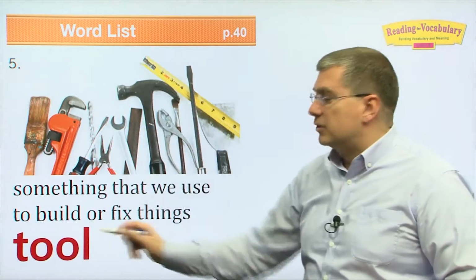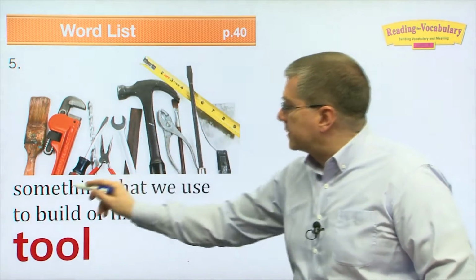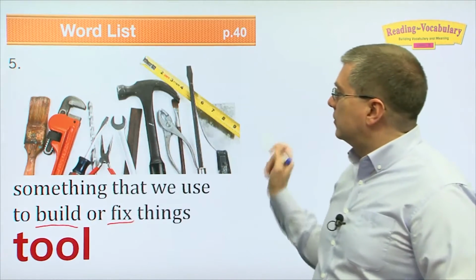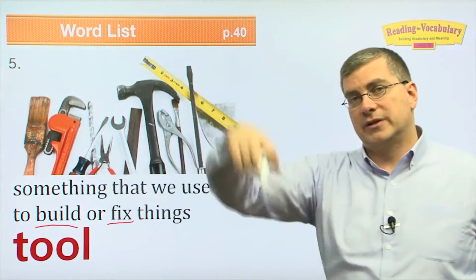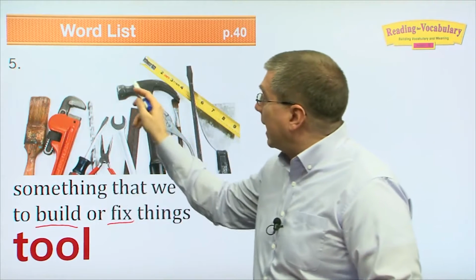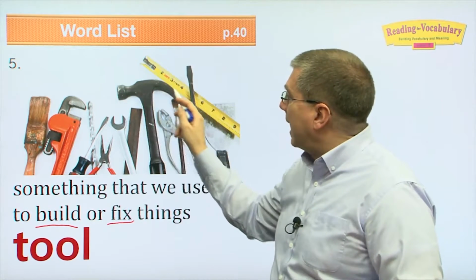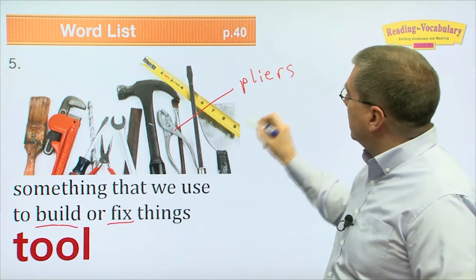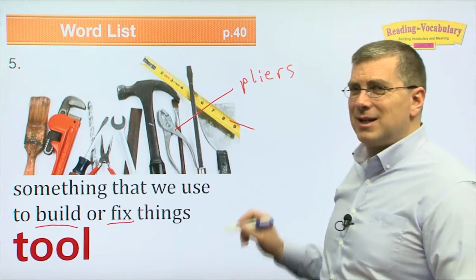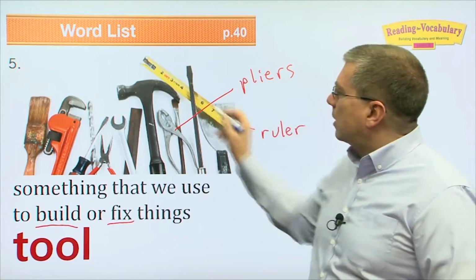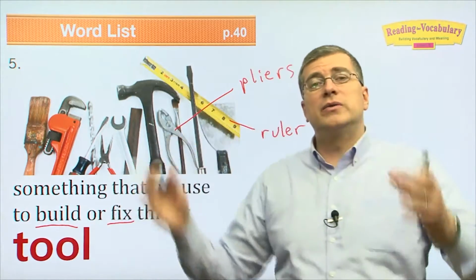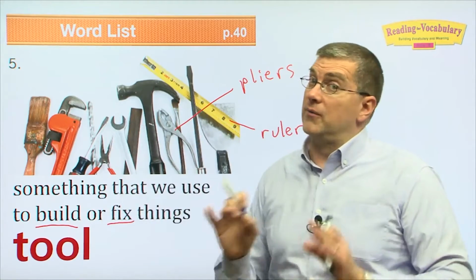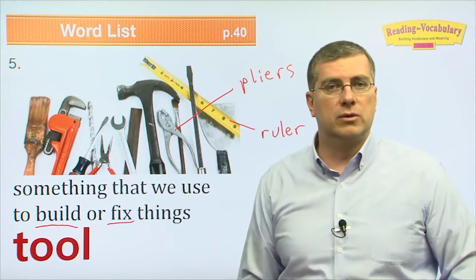Number 5, we were talking about tools, right? That's what we're talking about here, tool. These are different kinds of tools. Something that we use to build or to fix things. We can see a paintbrush. A paintbrush helps us to fix things or to make things look nice. Here's our hammer, right? These are pliers. And what's this here? Cha in Korean, right? You say ruler. So there are many types of tools, with many different names and many different uses. All these tools are very useful for doing what we want to do.